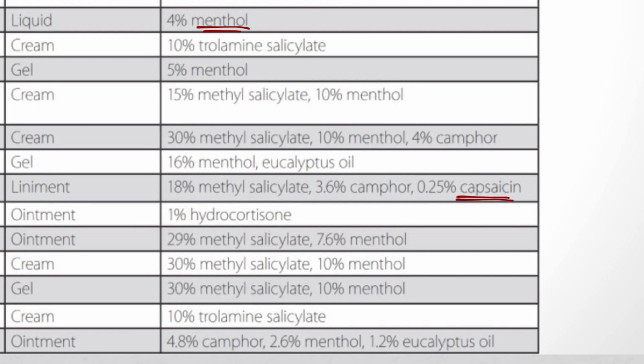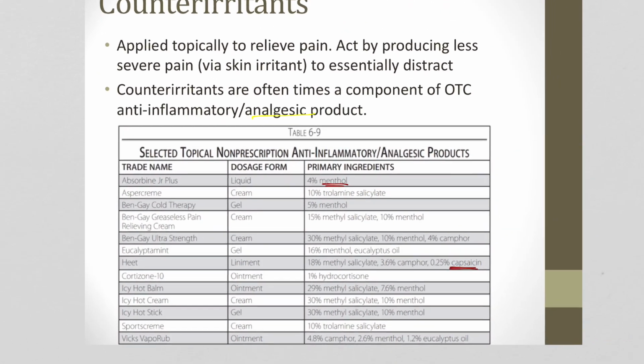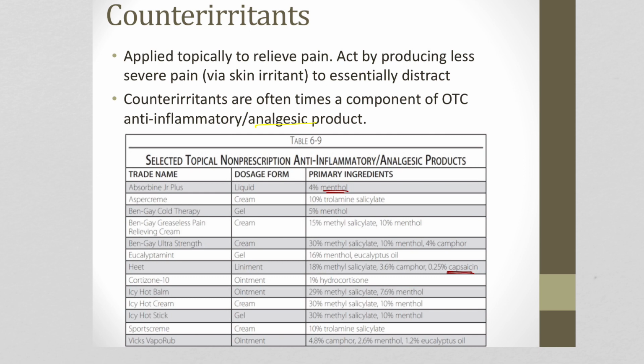And capsaicin is actually made with red chili peppers, and so Tiger Balm would be an example of a counter irritant that has the capsaicin in it. But your menthols, your methylsalicylates, those are all going to make you feel really cool. So you have to pick and choose which one works best for you. You may find that one that has menthol doesn't work.